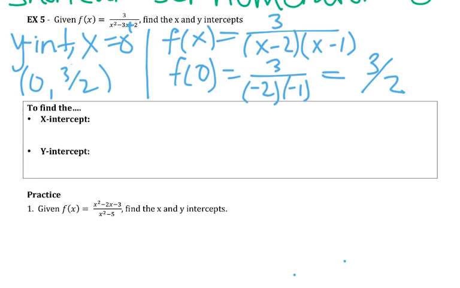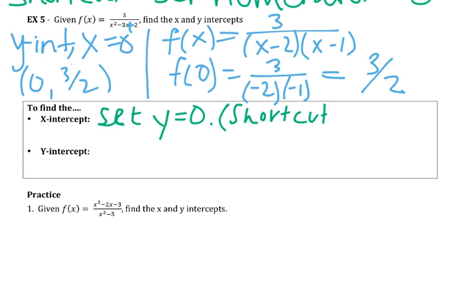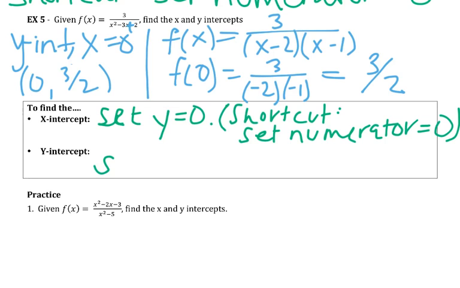All right, so let's summarize this. To find the x-intercept, set y equal to 0, and the shortcut, just set your numerator equal to 0. All right, the y-intercept, set x equal to 0.